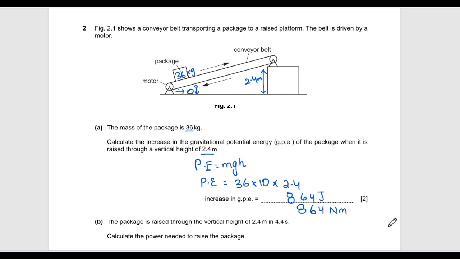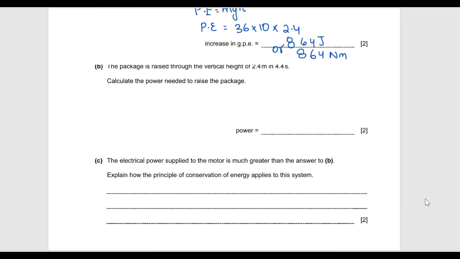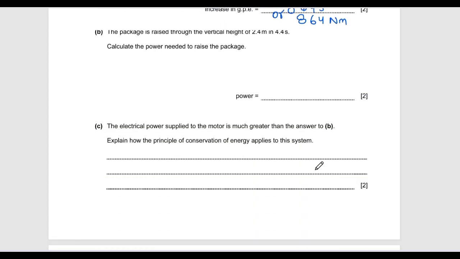You can use any optional unit if you want to. The package is raised through the vertical height 2.4 in 4.4 seconds. So the previous concept, which involved the energy 864, has been done in 4.4 seconds. You have to calculate the power this time.